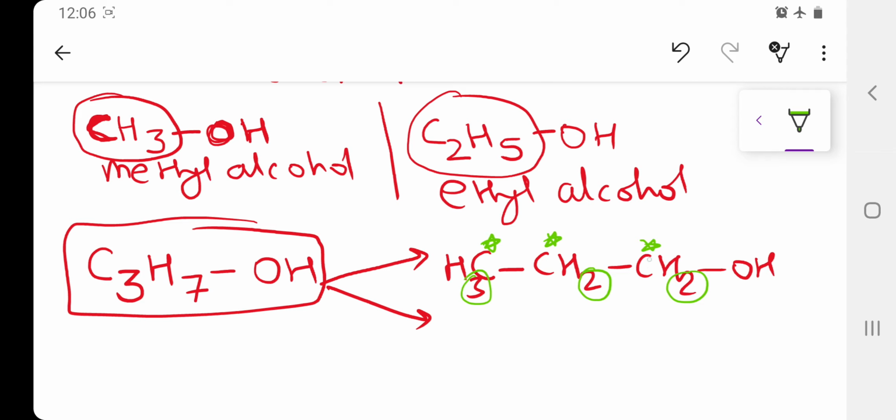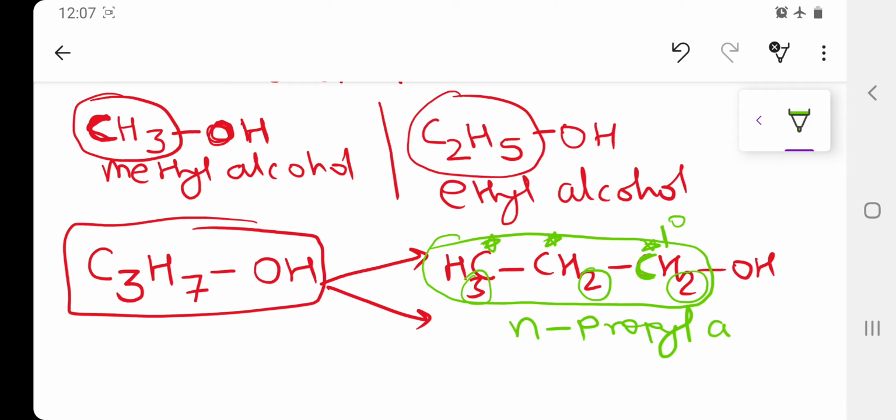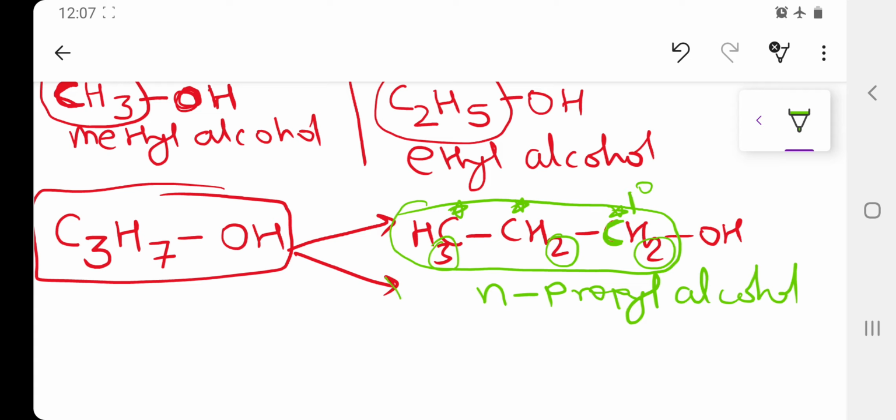But the OH group is attached to this carbon, that means it is a primary carbon. If it is attached to a primary carbon, then this group is a straight chain group, and this straight chain group I previously called N-propyl alcohol. Then this is the simplest of the alkyl group representations.